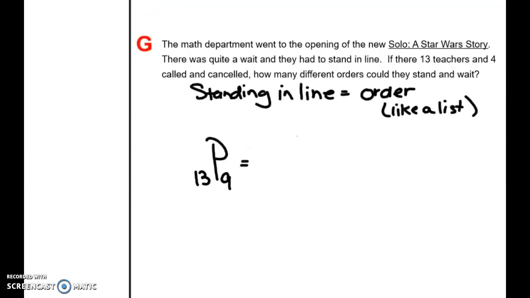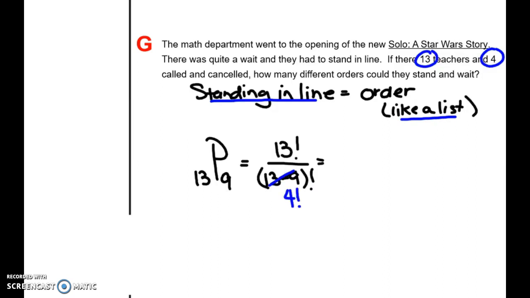And the last one, the math department is going to the Star Wars Solo, a Star Wars story movie. And it turns out that 13 teachers are going and 4 teachers had to cancel. When they are standing in a line, that's like making a list. So order matters. In this case, it's a permutation of 13 things, choose 9. So we set up our formula. 13 factorial over 13 minus 9 factorial. Subtract that, we get 4.